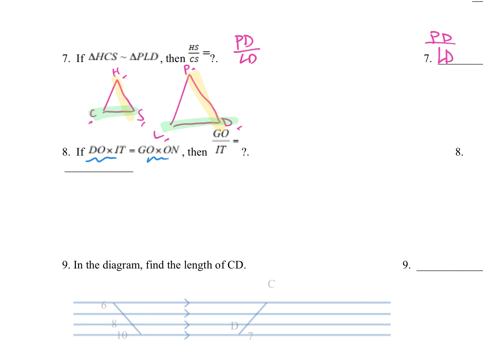On my next one, it looks like I've already cross multiplied over here. So I'm going to start with, if I know cross multiplying DO and IT, then I'm going to go ahead and put DO in the numerator and IT in the denominator on the other side, so that if I cross multiply, it would give me DO times IT. Well, this guy looks like GO over IT, so I need to put the GO here. So I've gotten this one, and this one. Now I need the ON, so that must go here. So that means that this is equal to DO over ON.